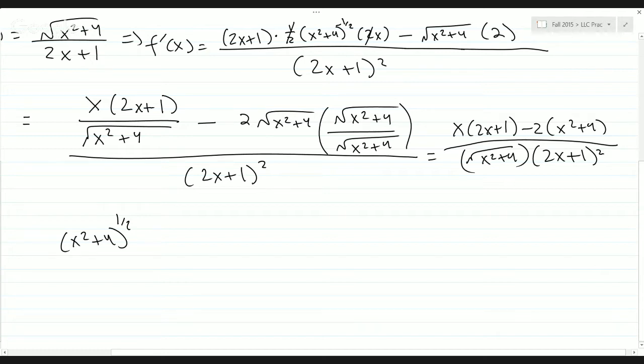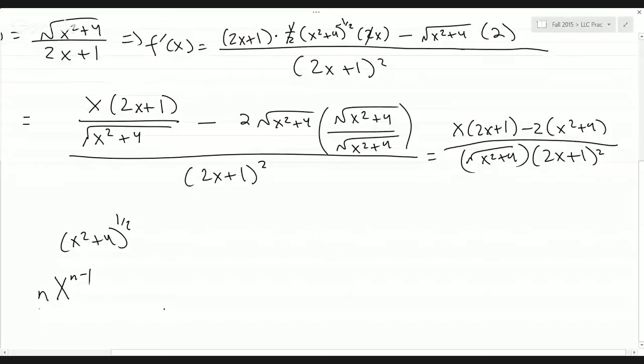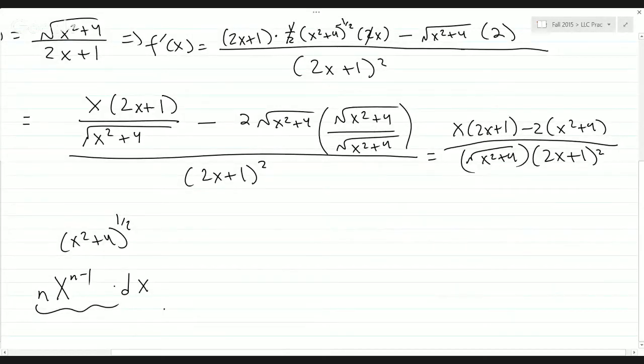The chain rule is a bigger version of the power rule. The power rule is n x to the n minus 1. The chain rule is taking this and then doing dx right there. Now in a power rule, this doesn't exist because the derivative of x is 1. But in the chain rule, we show dx because x in the chain rule is actually a separate expression.